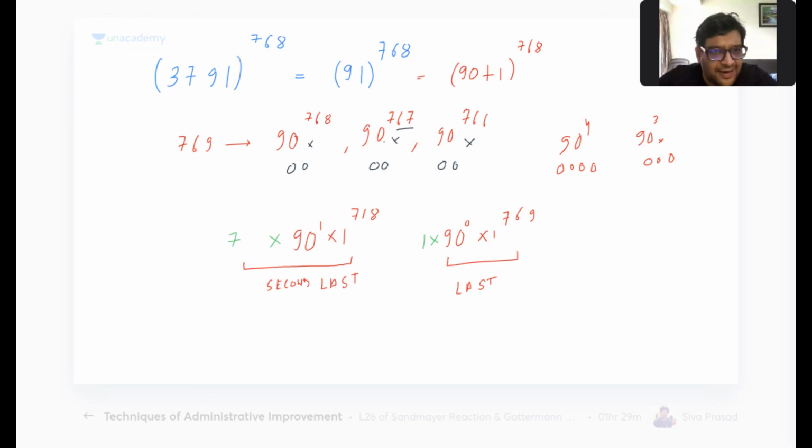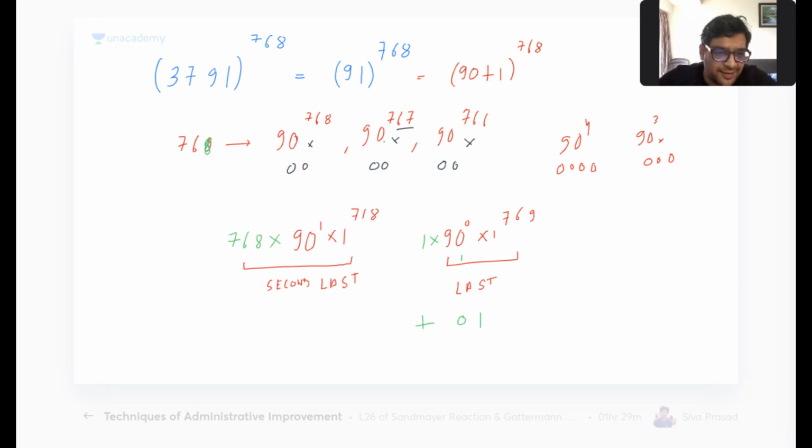So that is 768. So this is going to be 768. So now, can you tell me what are the last two digits for this? 90 to the power 0 is 1. So the last two digits for this part are 0, 1.